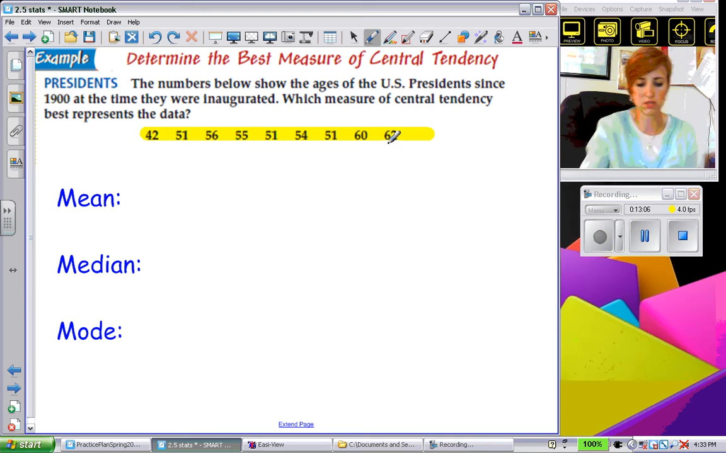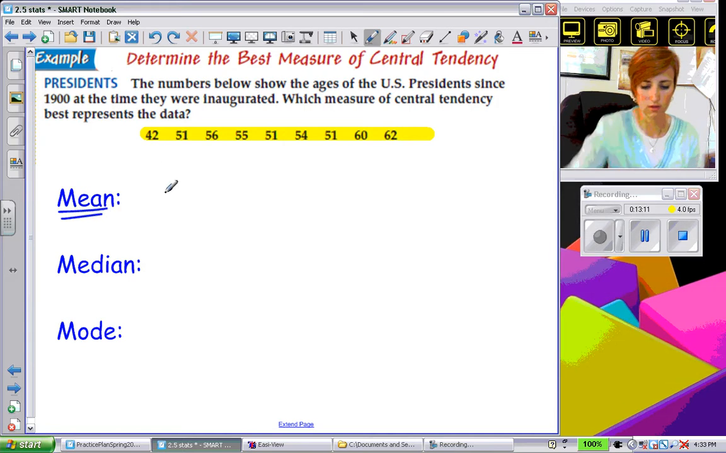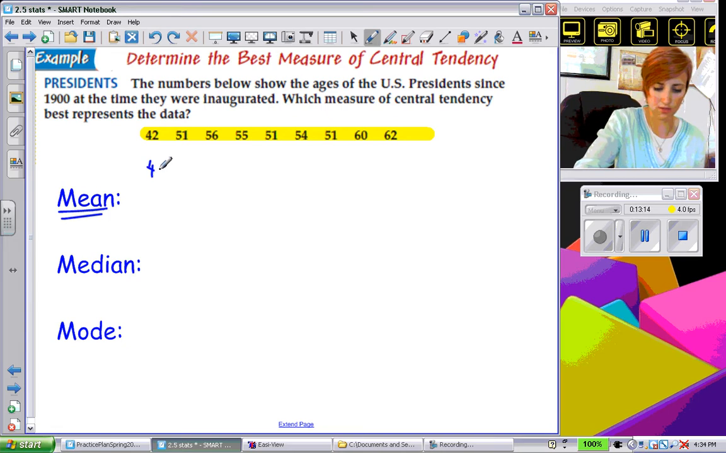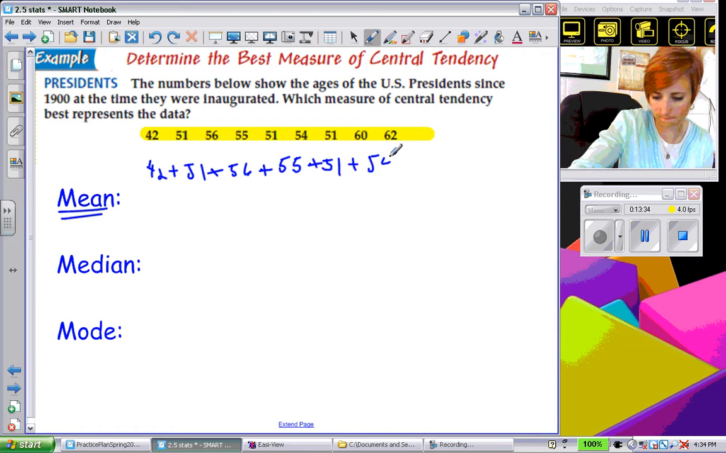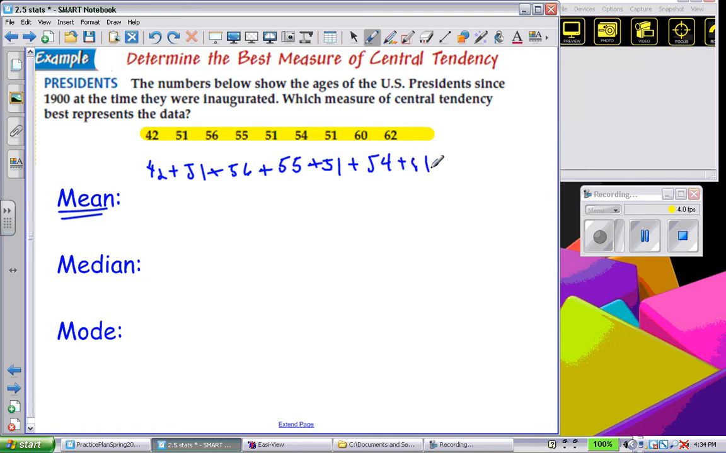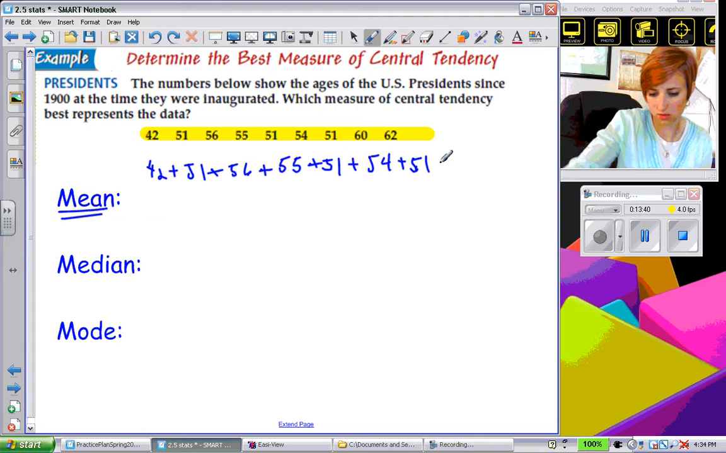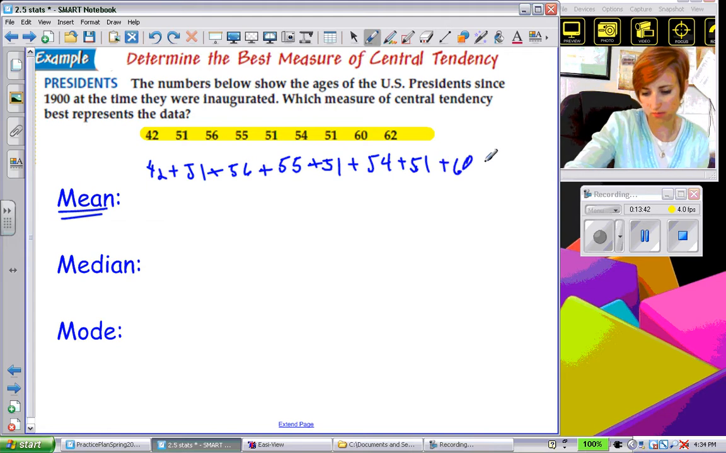And the very first thing we're going to do is find the mean. So write down the mean. Alright, now the very first thing we're going to do is take all these numbers and add them up to find our average. So 42 plus 51 plus 56 plus 55 plus 51 plus 54 plus 51 plus 60 plus 62.